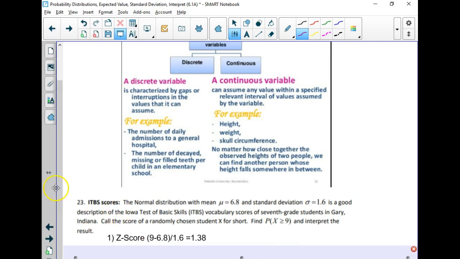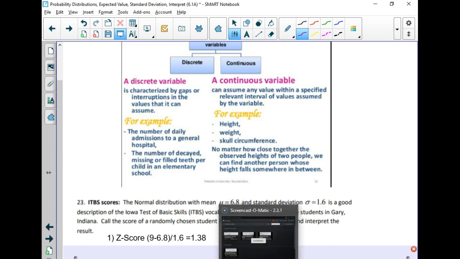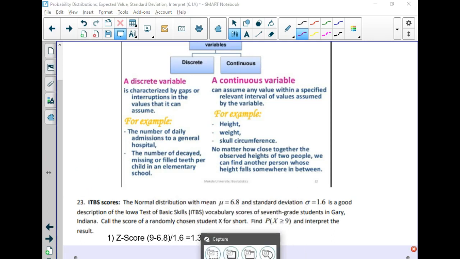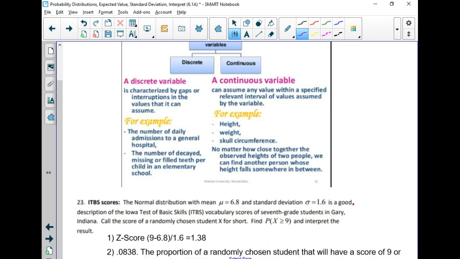Step 1, find that z-score, 1.38. Step 2, go to the calculator or go to the table. If you go to the calculator, you'll be able to calculate right away. It's 0.0838. If you go to the table, you have to go to 1.38, and then you have to subtract from 1 because it's greater than.